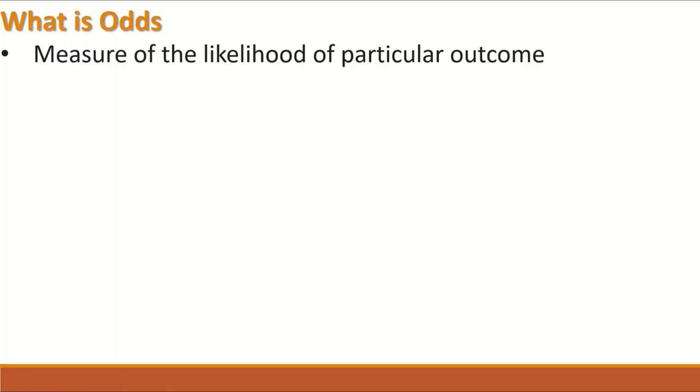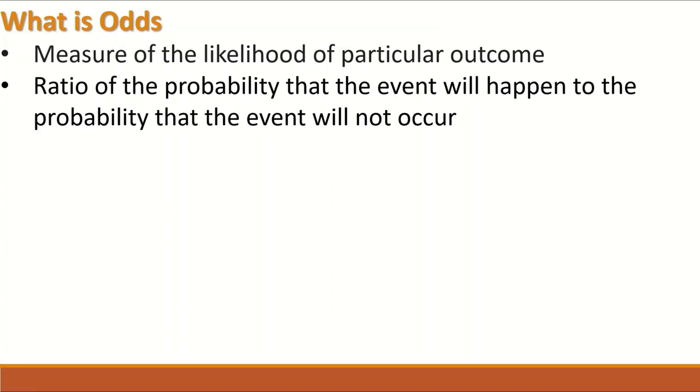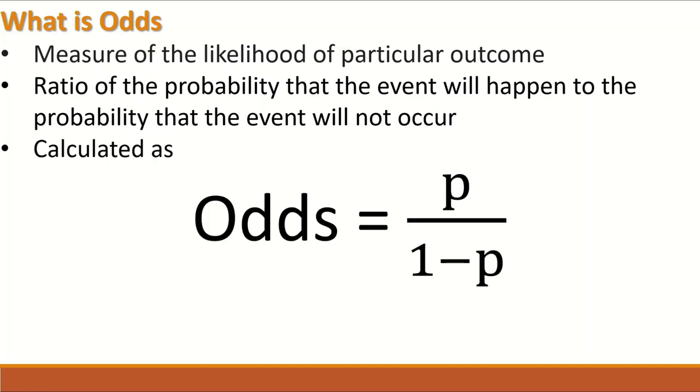So what is odds? Odds measure the likelihood of a particular outcome. It is the ratio of the probability that the event will happen to the probability that the event will not occur. So it is calculated as the probability of the event occurring divided by the probability of the event not occurring, which is one minus p. The probability of the event occurring is given as p, and not occurring is one minus p, or a letter q.